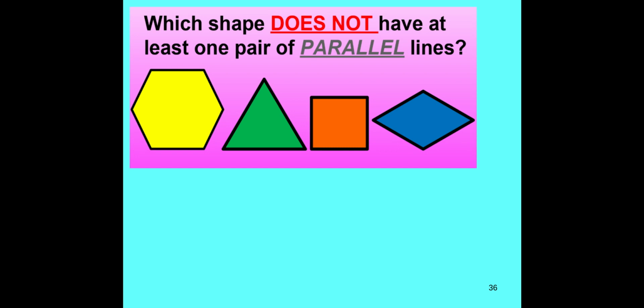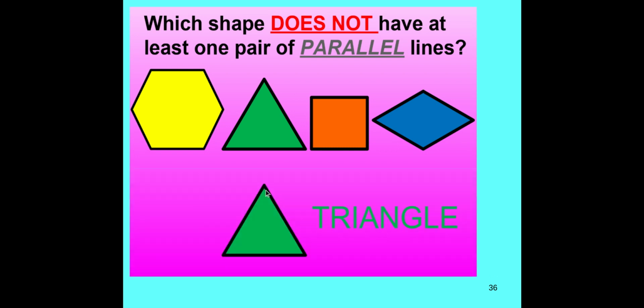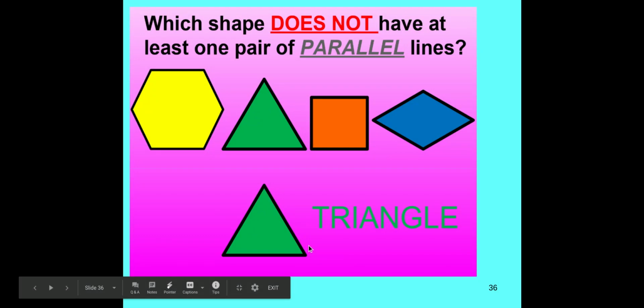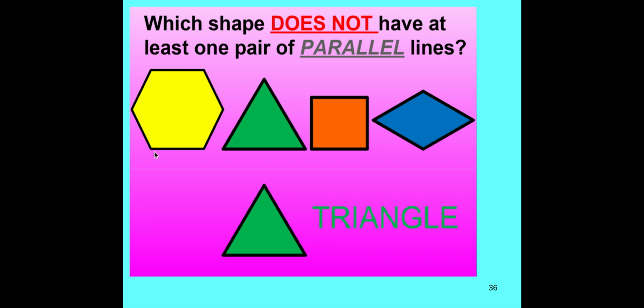The shape that does not have parallel lines is the triangle. None of these sides are parallel. They all end up crossing each other at these corners. For the hexagon up here, the top and bottom are parallel. This side is parallel with this side, and this side is parallel with this side. For the square over here, the top and bottom are parallel and the sides are parallel. And then for the rhombus, this side is parallel with this side, and this one is parallel with this one.